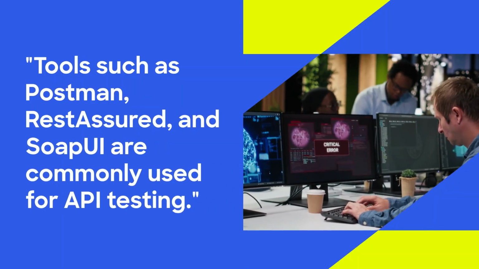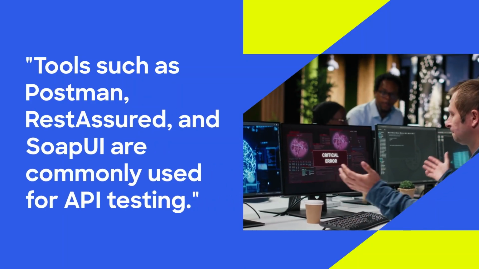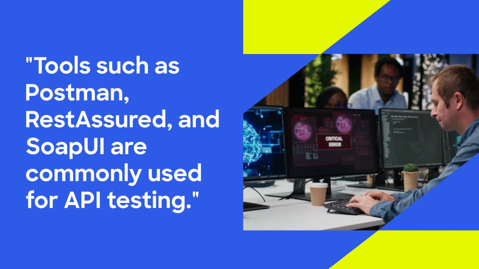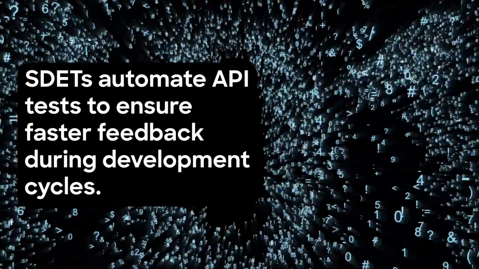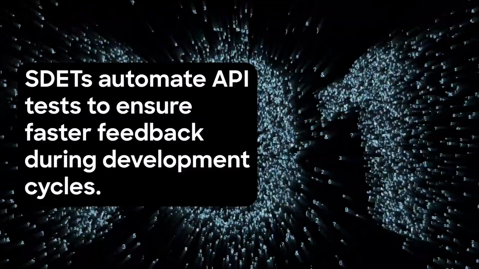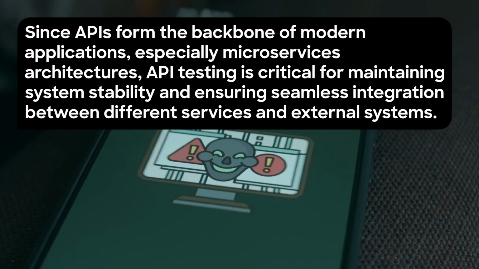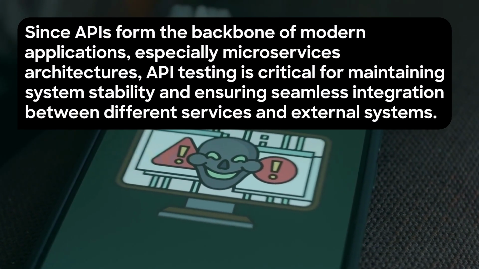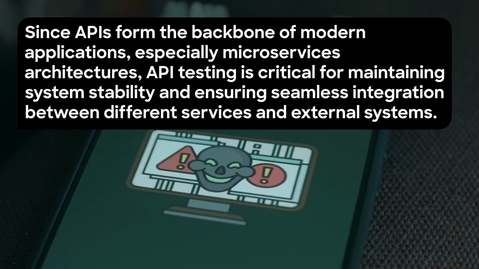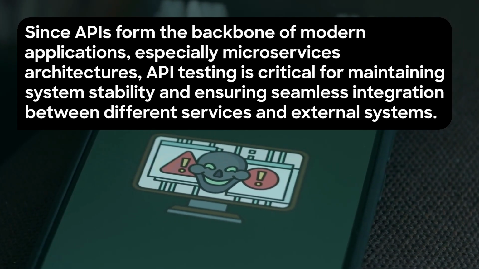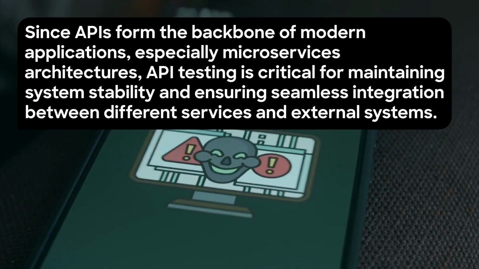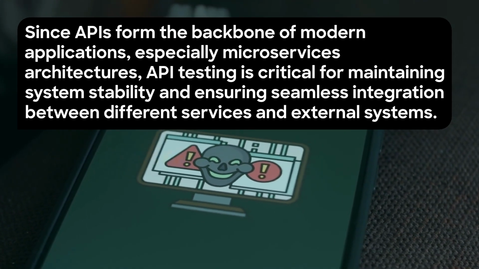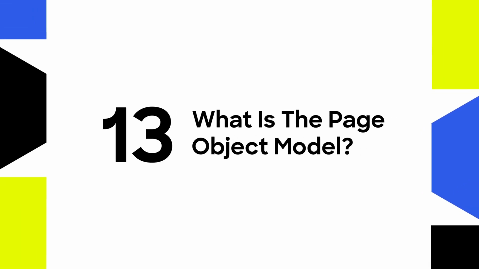Tools such as Postman, Rest Assured, and SoapUI are commonly used for API testing. SDETs automate API tests to ensure faster feedback during development cycles. Since APIs form the backbone of modern applications, especially microservices architectures, API testing is critical for maintaining system stability and ensuring seamless integration between different services and external systems.